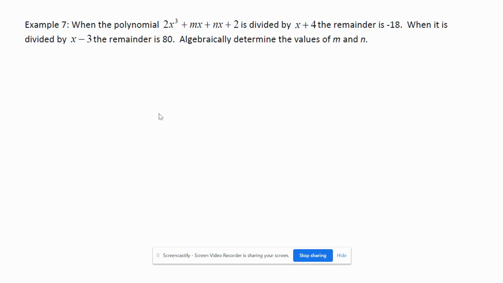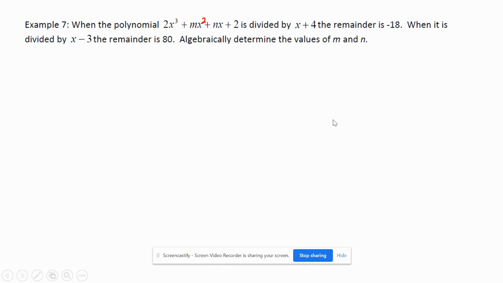Example 7 is similar. I guess there's a typo here. This should be mx squared. Okay, so when we divide the polynomial by x plus 4, the remainder is negative 18. When it is divided by x minus 3, the remainder is 80. Algebraically determine the values of m and n.